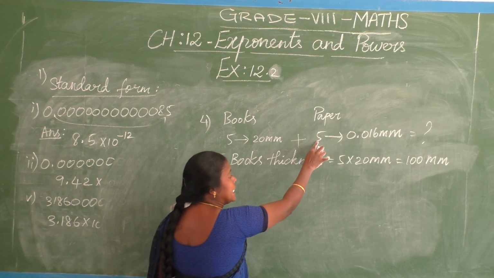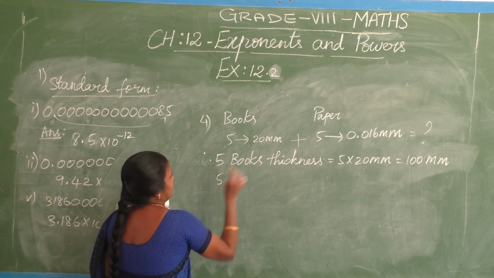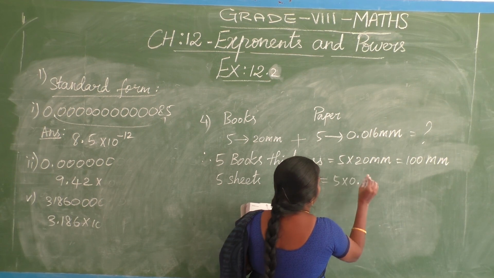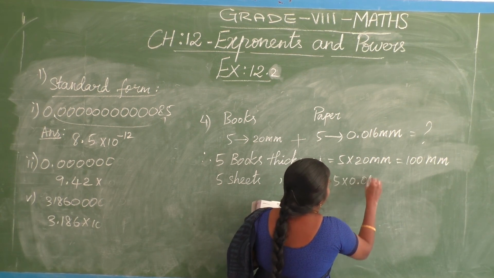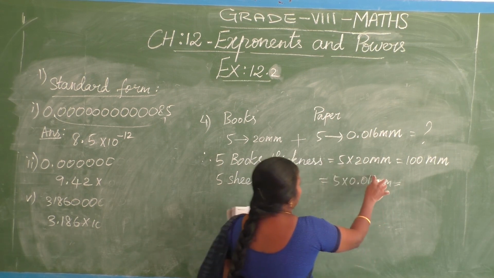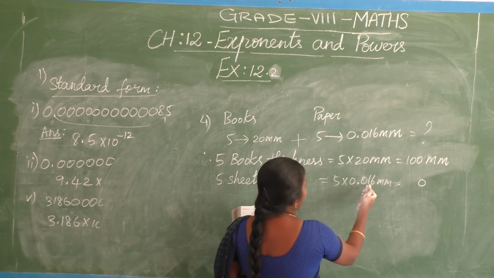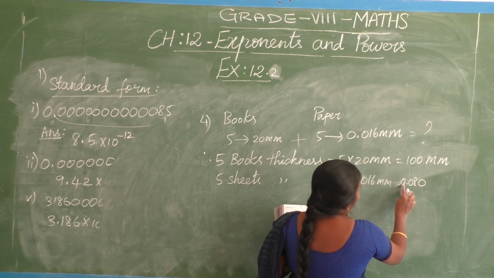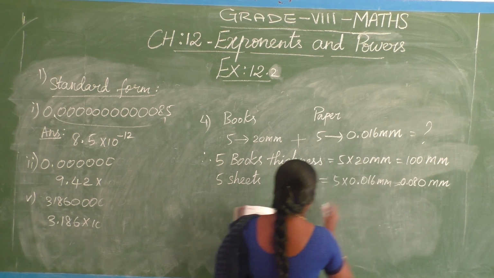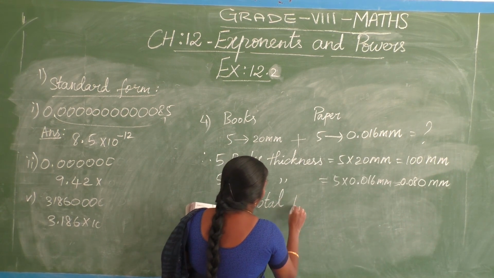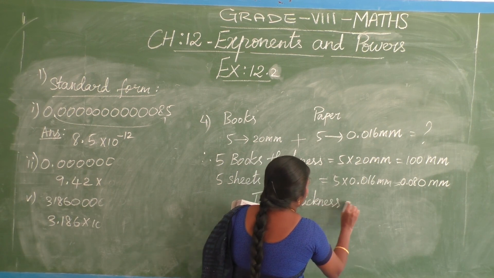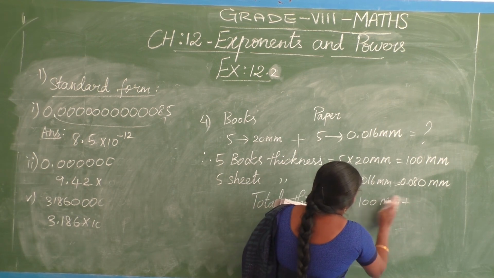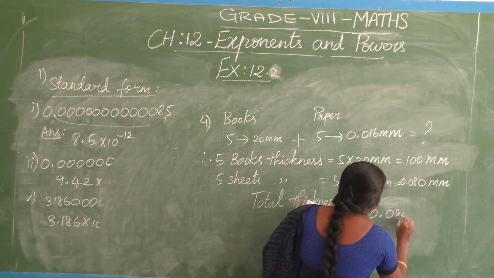5 paper sheets, each paper sheet thickness is only this one. So 5 sheets thickness, what comes? 5 into 0.016 millimeter. Multiply, what comes? 5 sixes are 30, remainder 3; 5 ones are 5, plus 3, 8; 5, 0, 0. This one comes: 0.080 millimeter. Total thickness: add 100 millimeter plus 0.080 millimeter.